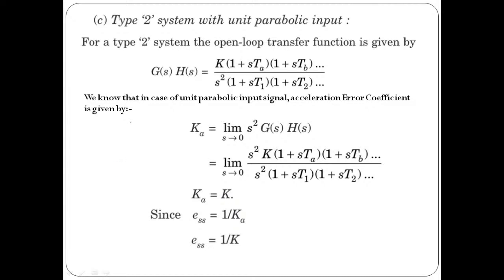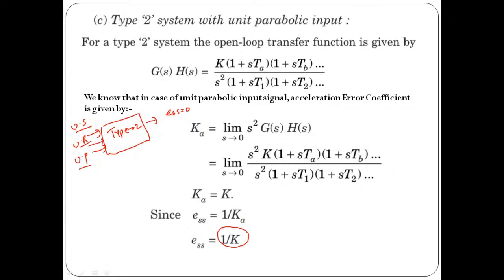That means if you have a system of type 2, that means 2 poles available at origin, this system is designed for unit step, unit ramp as well as unit parabolic input signal, because in each case the value of steady state error is 0 or you can say finite. If you take unit step, unit ramp, the value of steady state error is 0, and if you take unit parabolic, the value of steady state error is finite. It is not infinite, which is desirable condition. So these points are very very important.